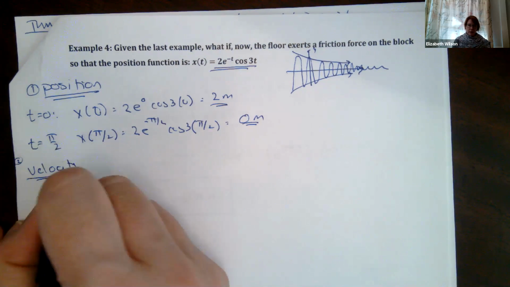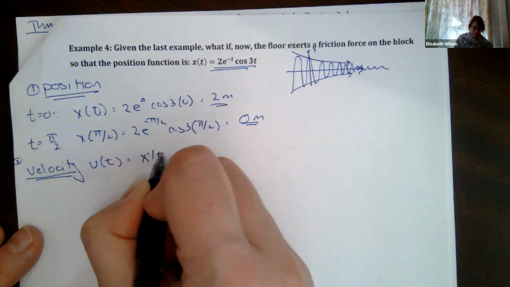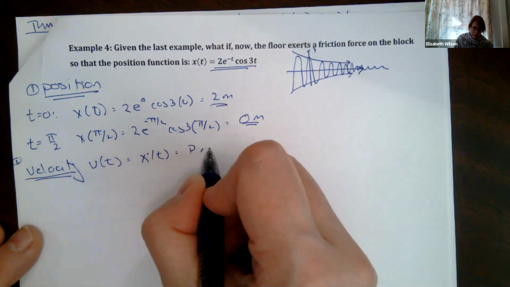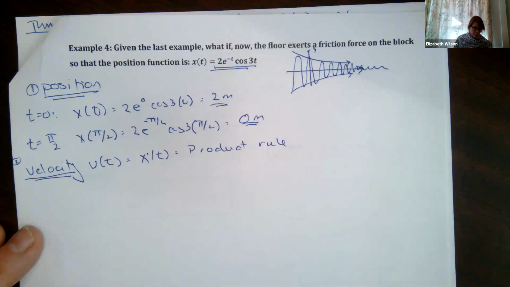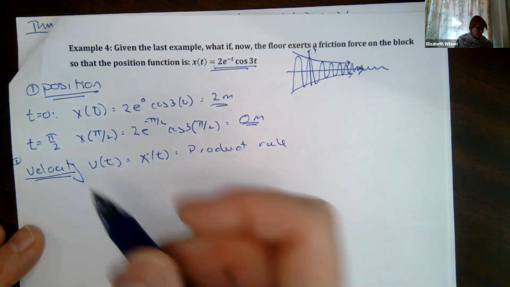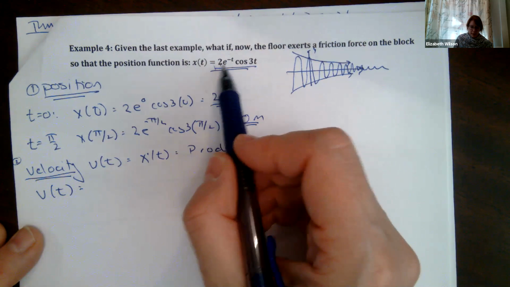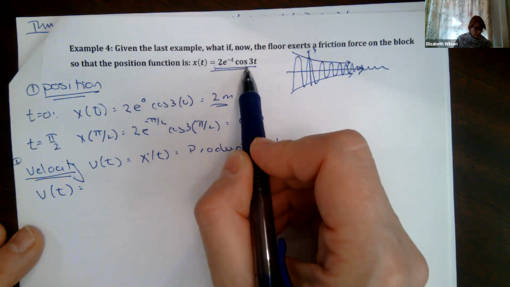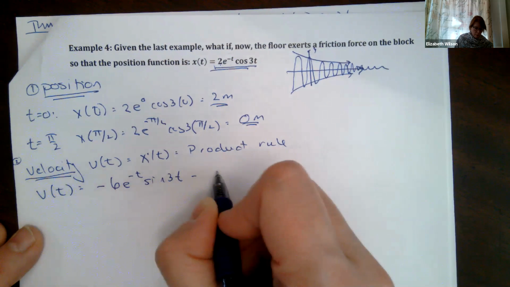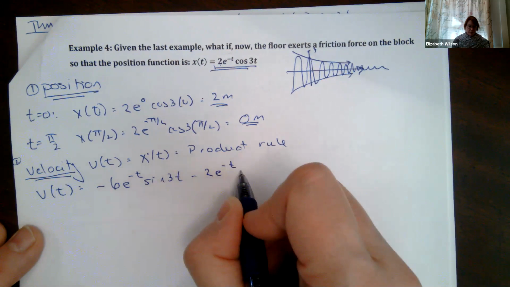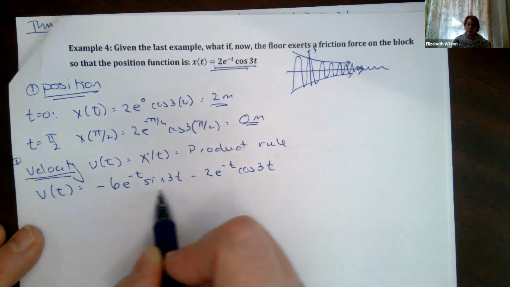Remember velocity, now to get the derivative, I'm going to need the product rule, because I've got e to the minus t as one function and cosine of 3t as the other function. So to get my velocity, I'm going to write it out. I did 2e to the minus t as my first function. First times the derivative of the second plus the second times the derivative of the first. It's going to give me minus 6e to the minus t sine of 3t minus 2e to the minus t cosine of 3t. That gives me my velocity function that I'm going to then plug into.